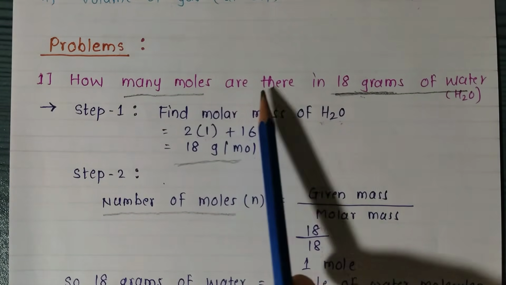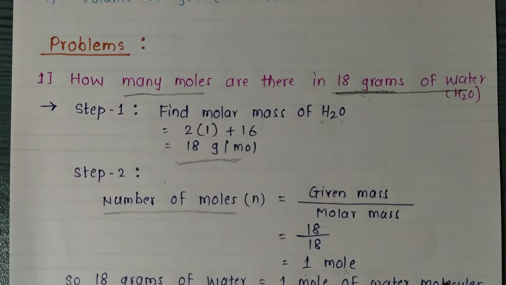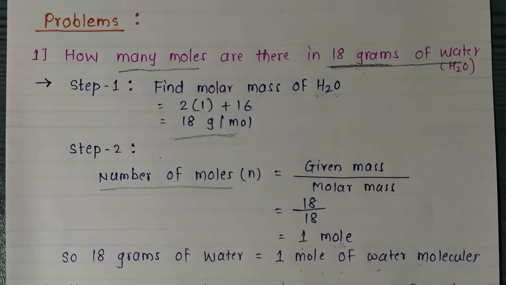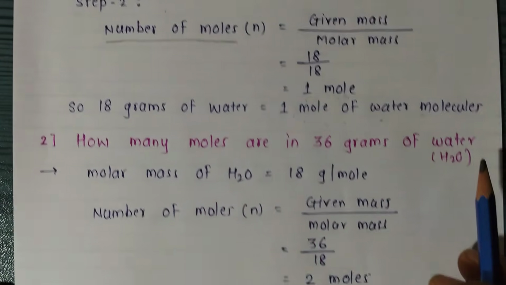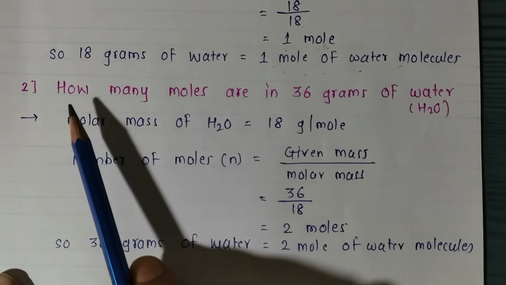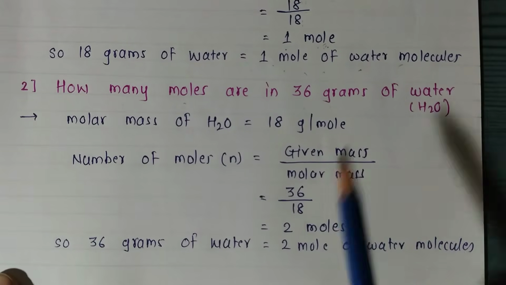So the number of moles we calculated here is 1 mole. How many moles are there in 18 grams of water? 18 grams of water contains 1 mole of water molecules. Now we see the second example. How many moles are in 36 grams of water?